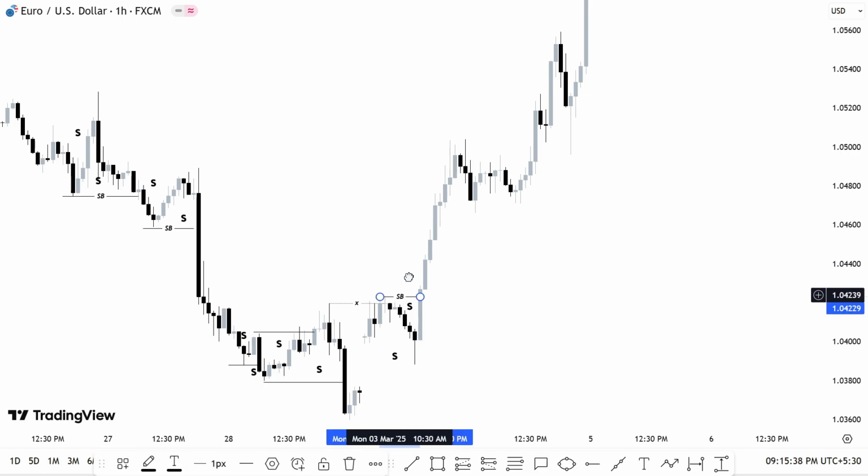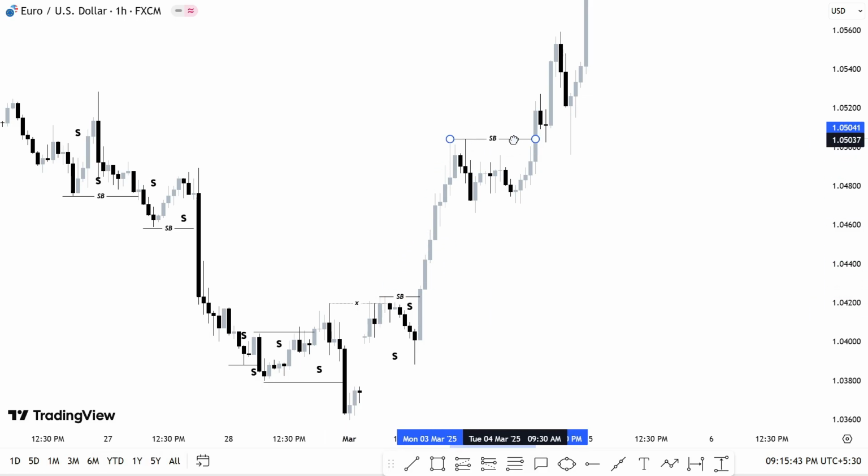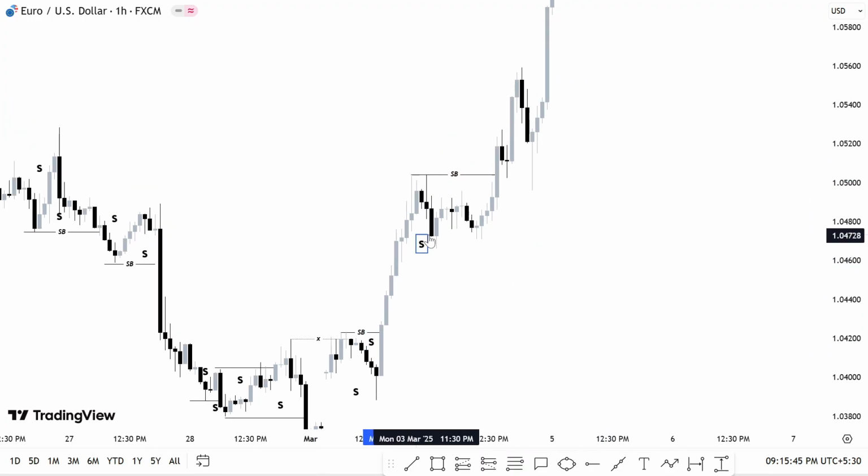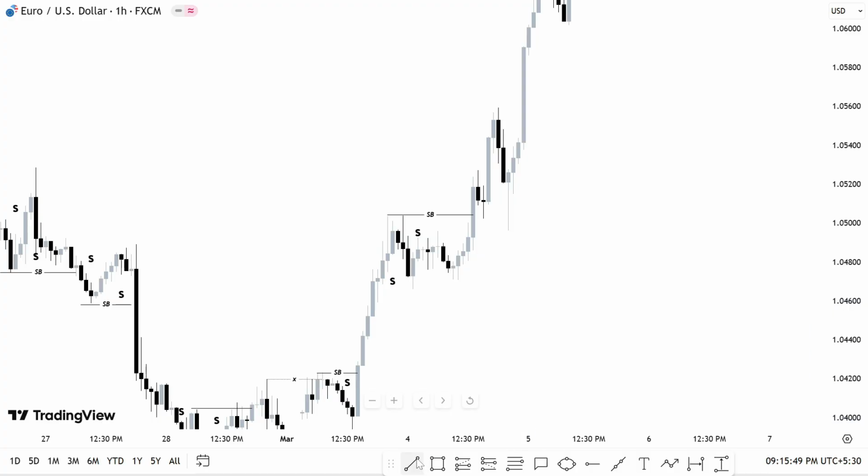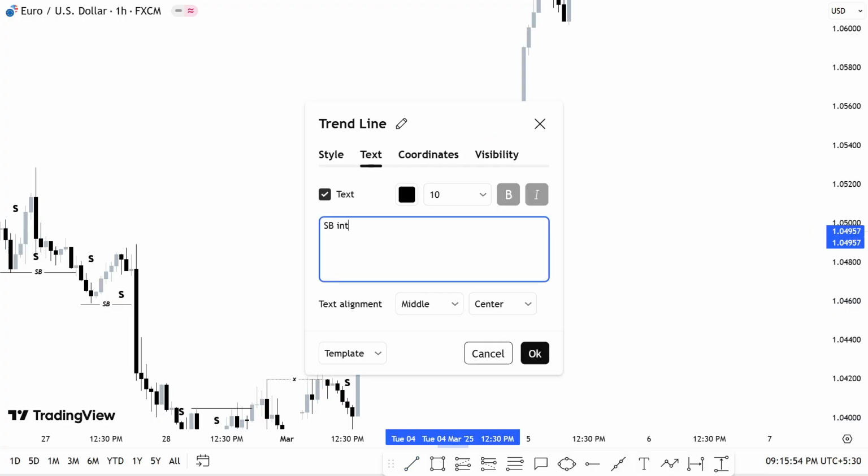Okay, now moving on to the next. This is another structure break because it has spacing here and it has spacing over here. Okay, this is also an internal structure break. Internal structure break.